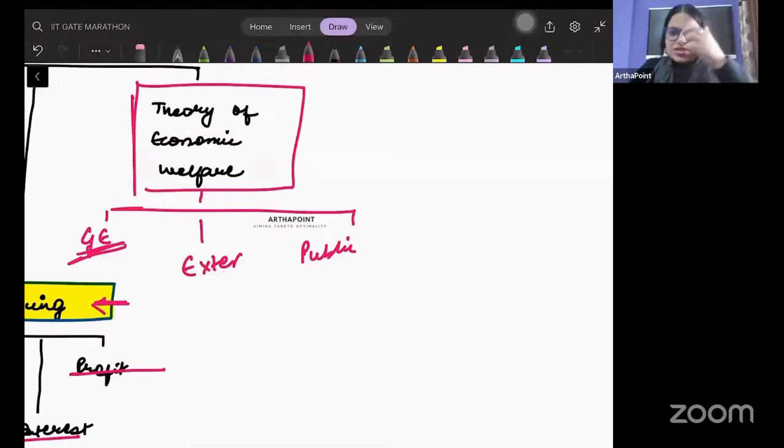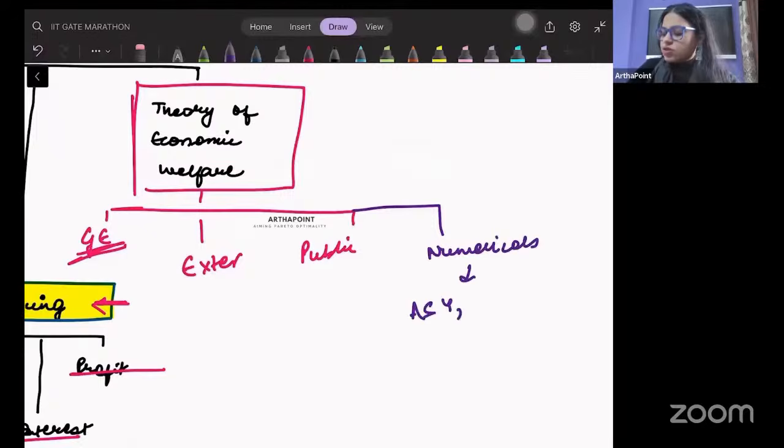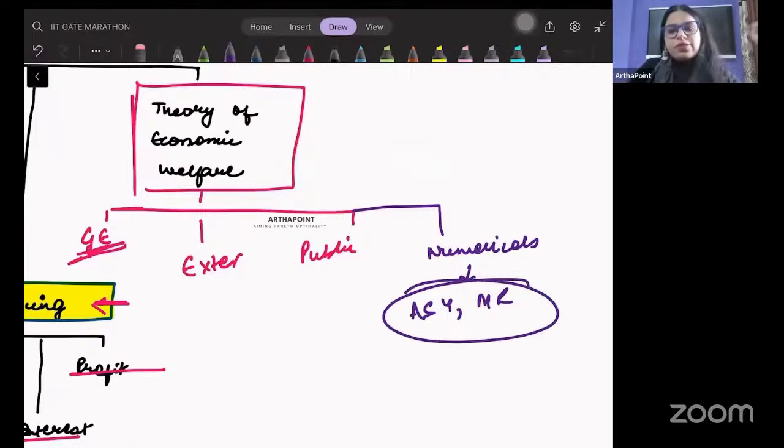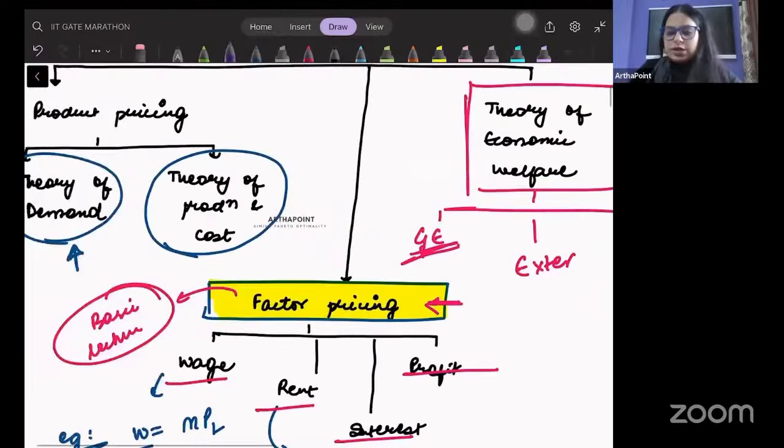बहुत rare chance है, but they may go ahead and they may ask you a numerical, very rarely, but I will do 2-3 numericals on this. They may ask you numerical on asymmetric information or moral hazard. But whatever is important from this numerical side, I will show that to you. मैं आपको बताऊंगी कि कौन से numerical हमको यहाँ पर करने.